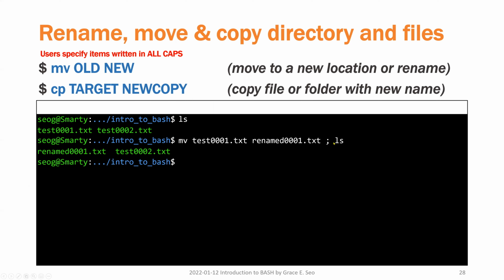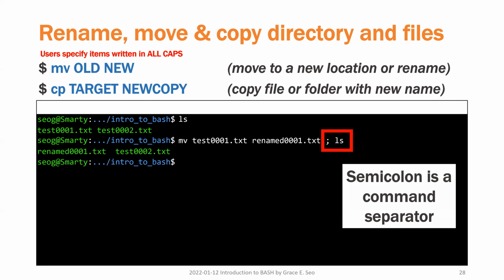And as you can notice, I'm also using a semicolon to list folder content right after I've renamed the file. The semicolon is a command separator. This is equivalent to me typing ls in a separate line, but I'm doing it all at once with the move function to save a line. So we can see now that test1 is called renamed1.